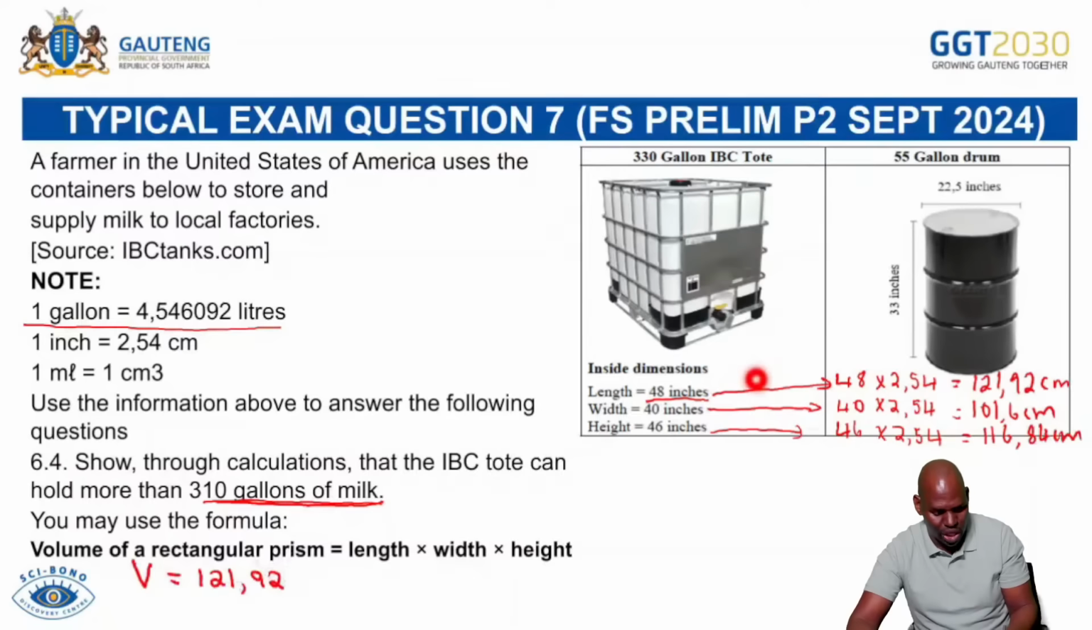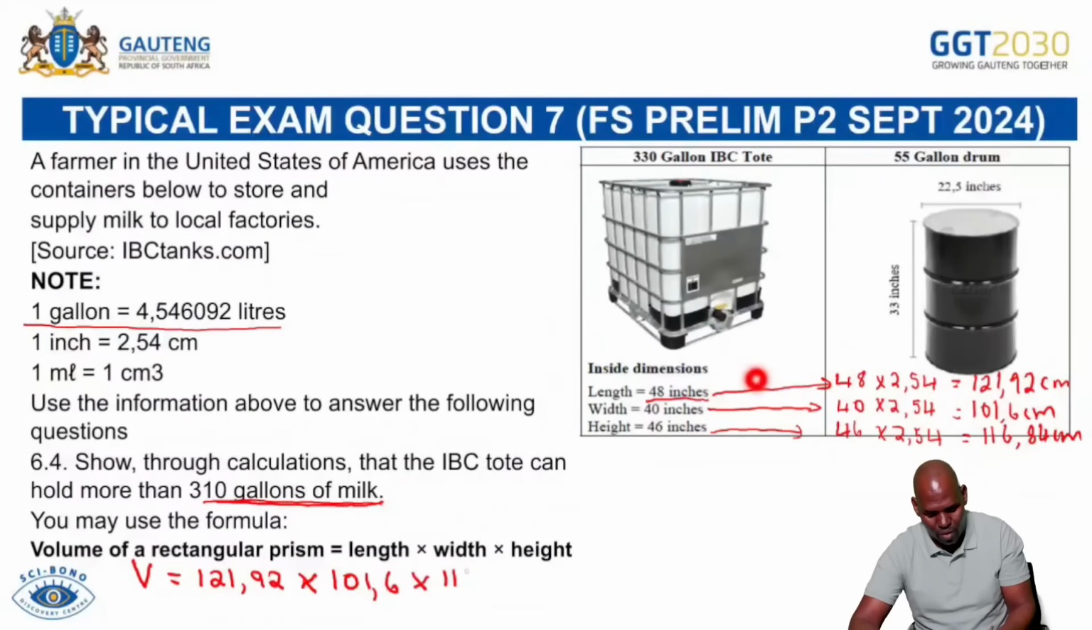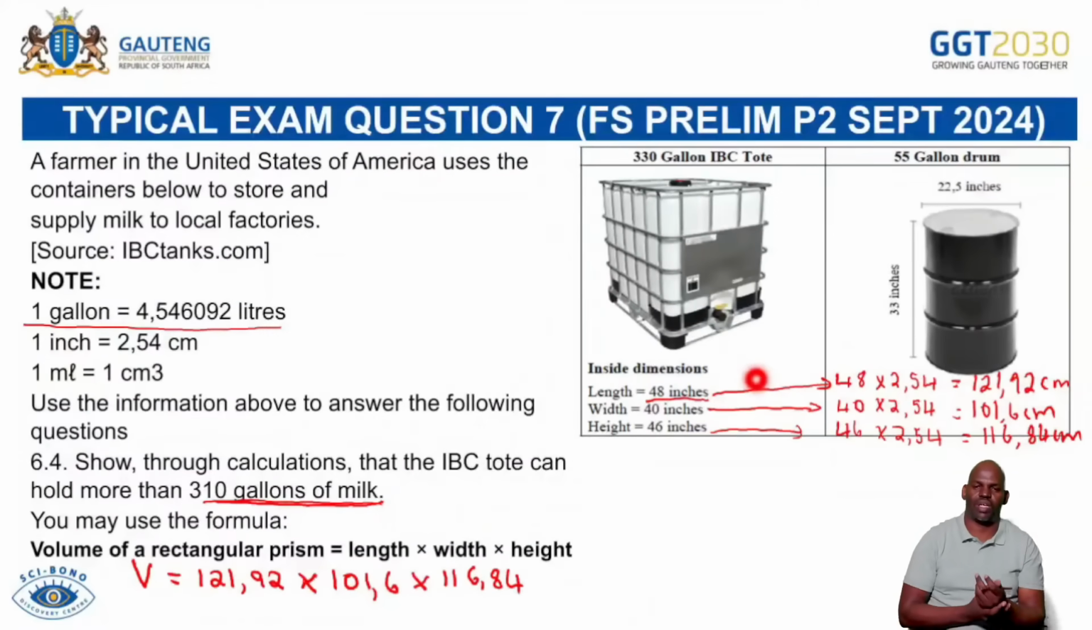Okay, centimeters. I don't have to indicate the centimeters in the formula. The width is 101.6. And then the height is 116.84. Everything is now in centimeters. Remember, what is important in this formula is that whatever you substitute there, everything must be in the same unit.